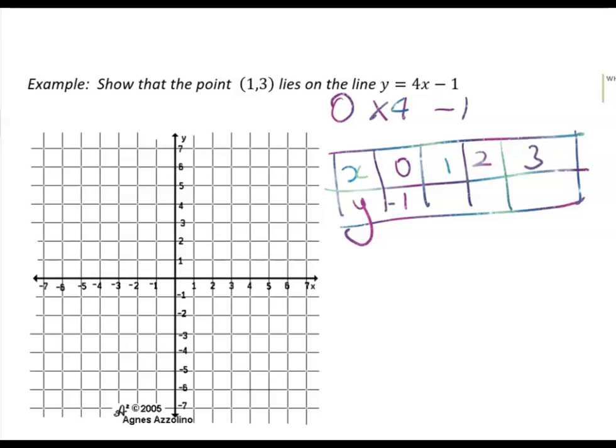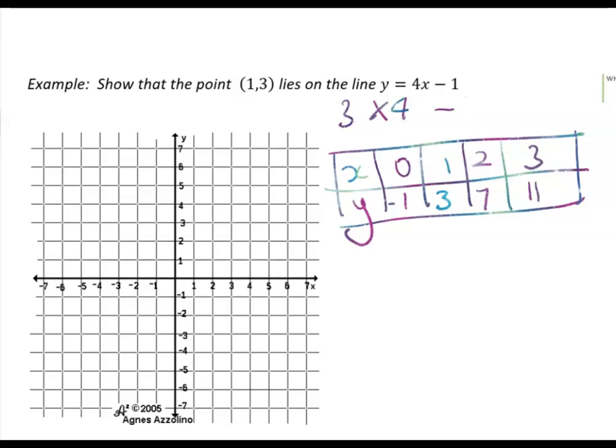All right, now we're going to do number 1. So take the number 1, times it by 4, we get 4. Take off 1, we get 3. Now we're going to do the number 2. 2 times 4 is 8. Take off 1 is 7. And finally the number 3. So 3 times 4 is 12. Take away 1 gives me 11.